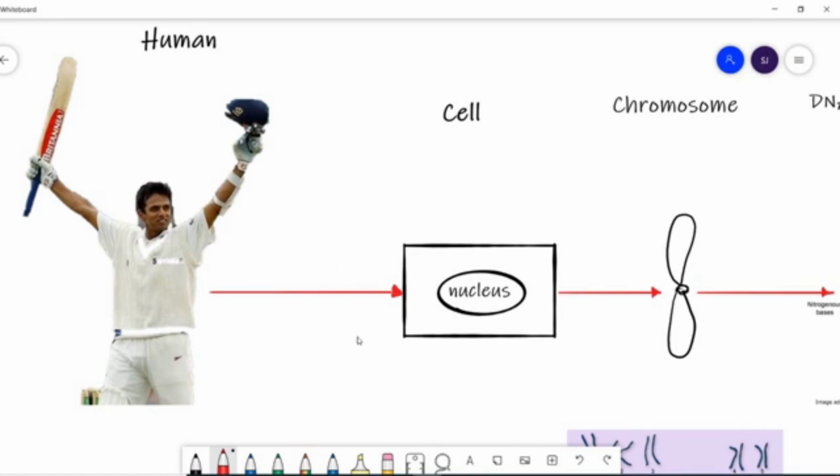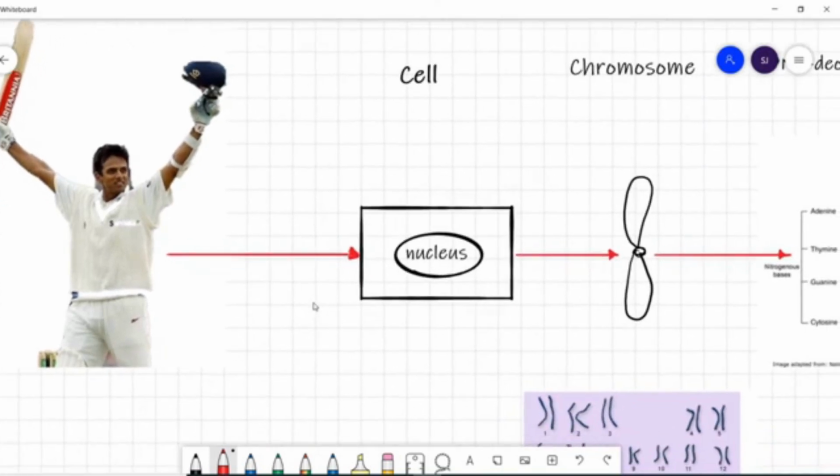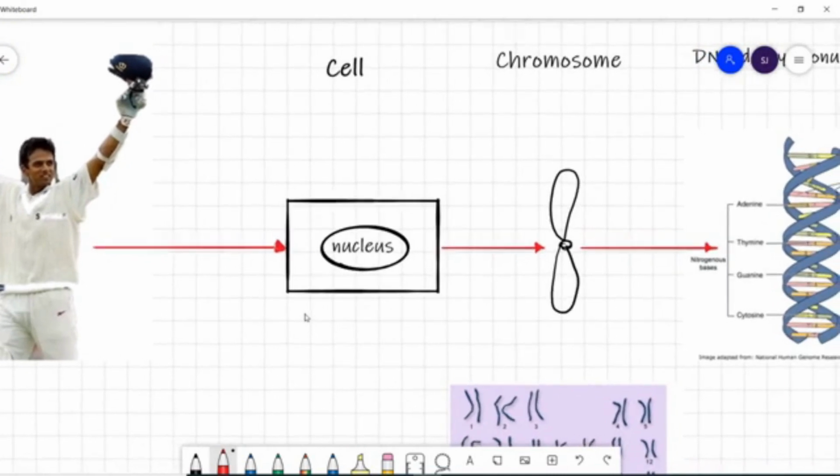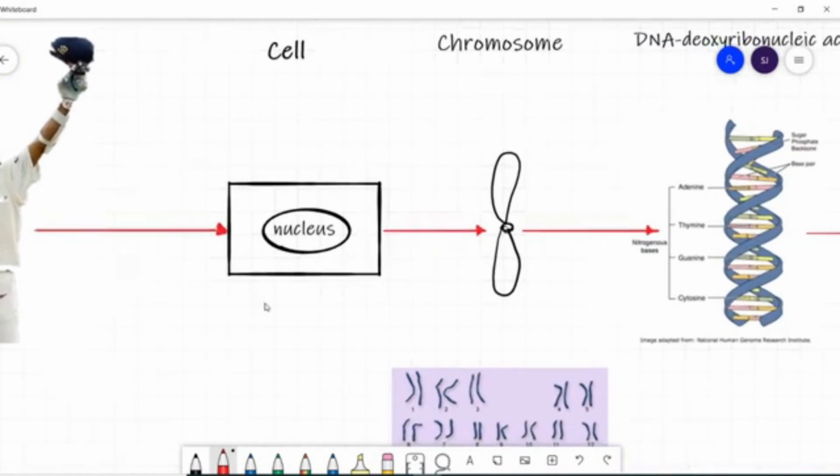So the first thing we should know is that our body is made up of trillions of microscopic building material called cells. To be precise, there are approximately 37.2 trillion cells in our body. And each cell will have a nucleus.